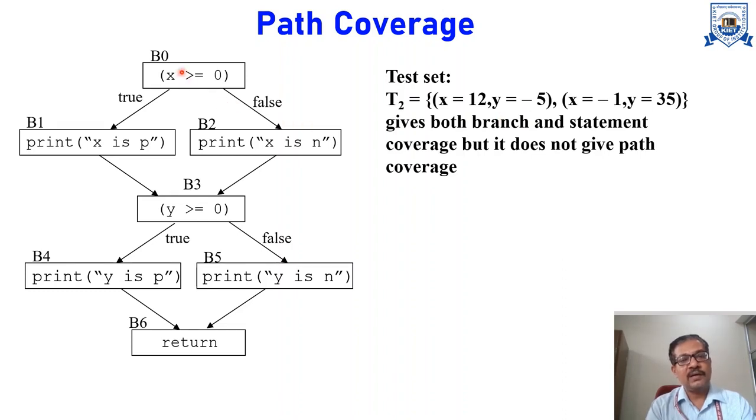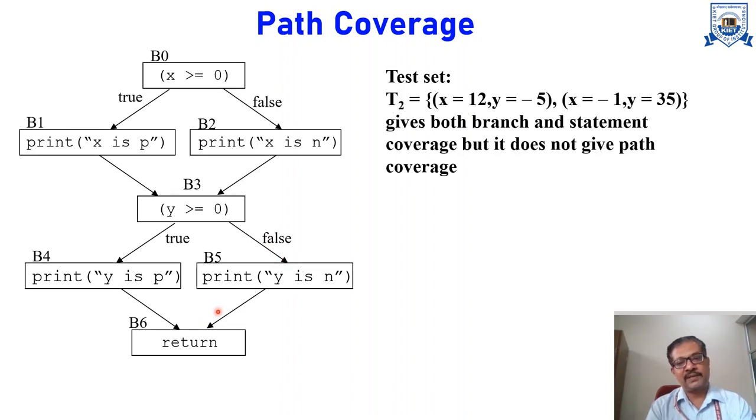By taking x equals 12 and y equals -5, if you traverse through this graph, you see x is greater than or equal to 0. Yes, true, because x equals 12. So you move to the true side, to the B1 node. So you are going to print x is positive. Then again I am going to check the y value. So y equals -5. The condition fails. So move to B5 node and then B6. So the path is like this: B0, B1, then B3, then B5 and B6.